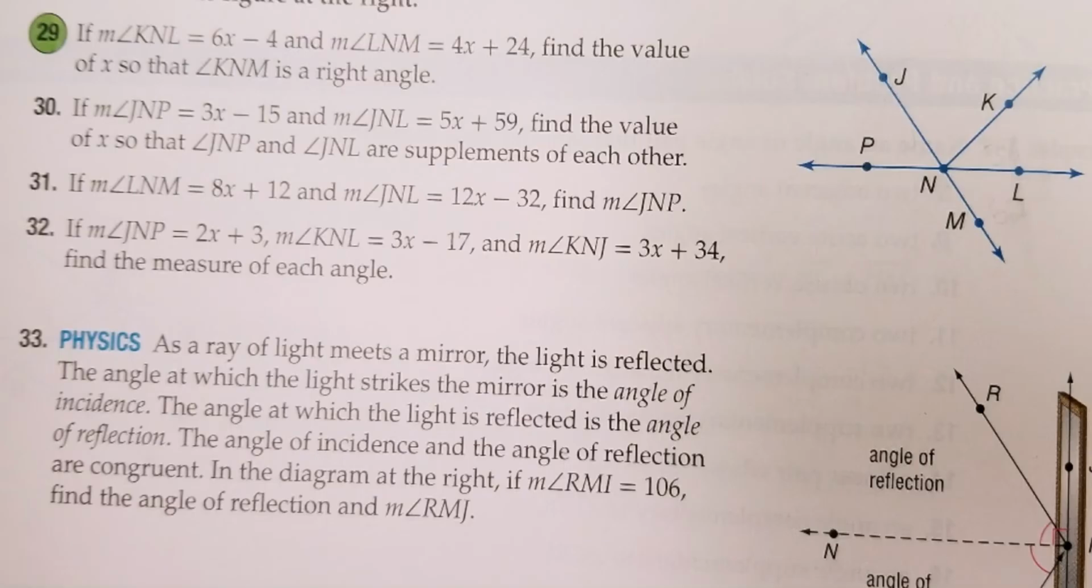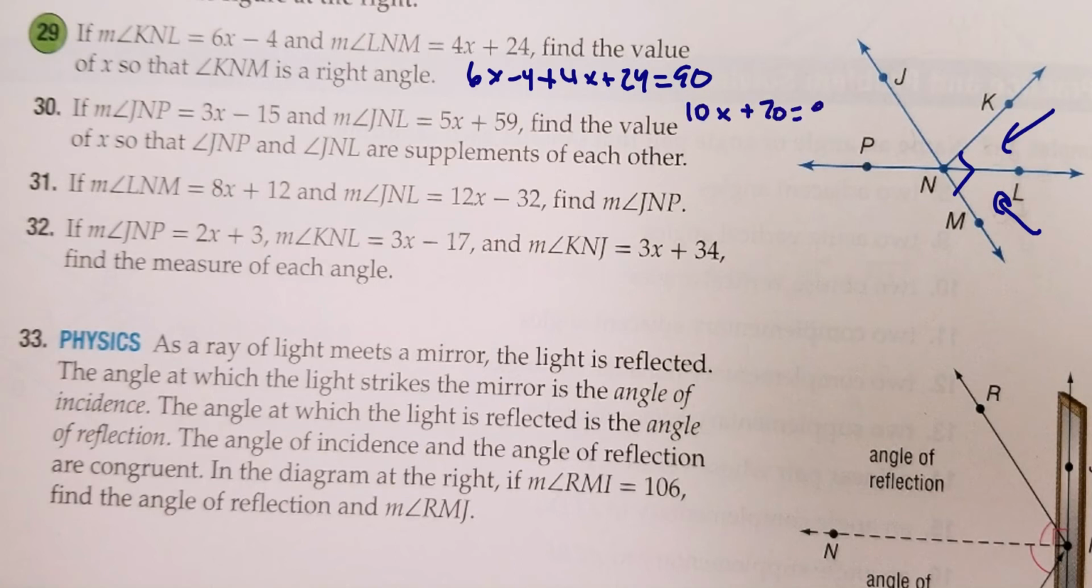All right, so angle K and L and L and M. So K and L is right here, and L and M is right there. Together, they want to find K and M as a right angle. So that means that's equal to 90. So I'm going to do 6x minus 4 plus 4x plus 24 equals 90. I get 10x plus 20 equals 90. I subtract 20 from both sides. I get 10x equals 70. X equals 7. All right.